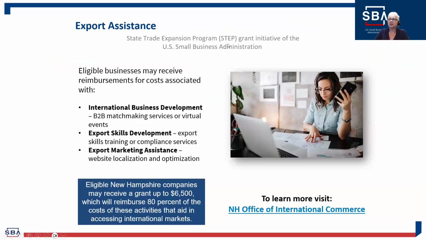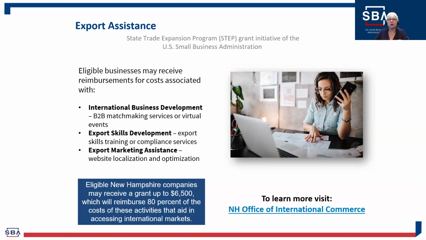Export assistance, there it is, STEP. What you can do is look at matchmaking services and virtual events. It can help with your exporting skills. If you need to learn the systems, distribution, or if you need to get your website up to speed or change some things to make it more international friendly, that's what you would apply for, and those grant dollars can help you. You can receive up to $6,500. And there are small businesses here in New Hampshire that have gone several times.